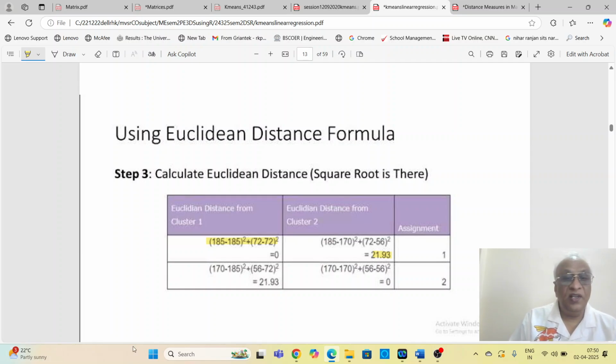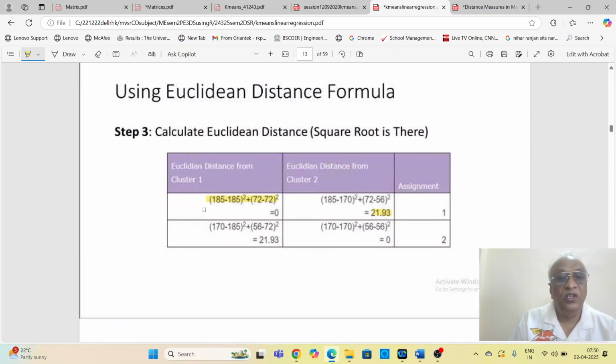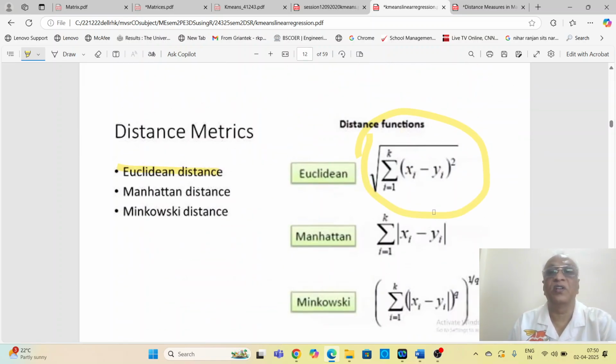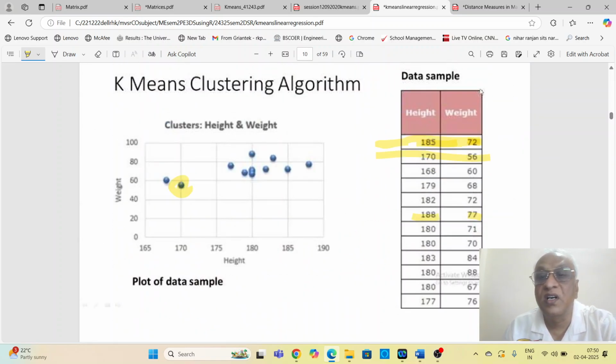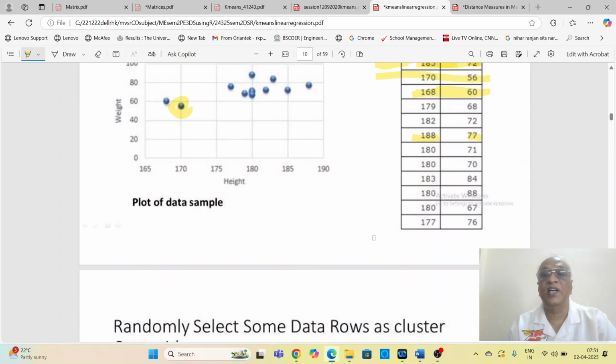So similarly, K1, K2: 170 minus 185 whole square plus 56 minus 72 whole square, so it is coming to be 21 and 0.93 and 0. So I'll be assigning this first point to cluster 1, and this second data point to cluster 2. Let us go for the third data point. What is the third data point? 168 and 60.